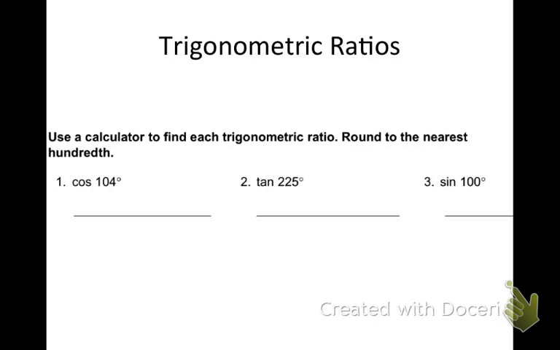So number 1, 2, and 3 here. Use a calculator to find each trigonometric ratio. Round to the nearest hundredth. Take a couple seconds to try these 3. Number 1, use a calculator to find each trigonometric ratio, round to the nearest hundredth.